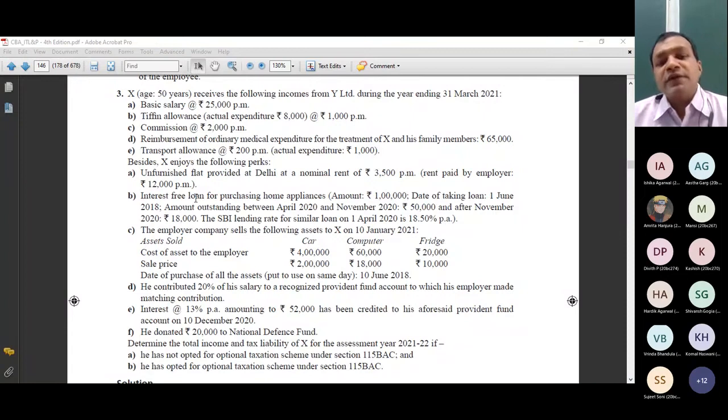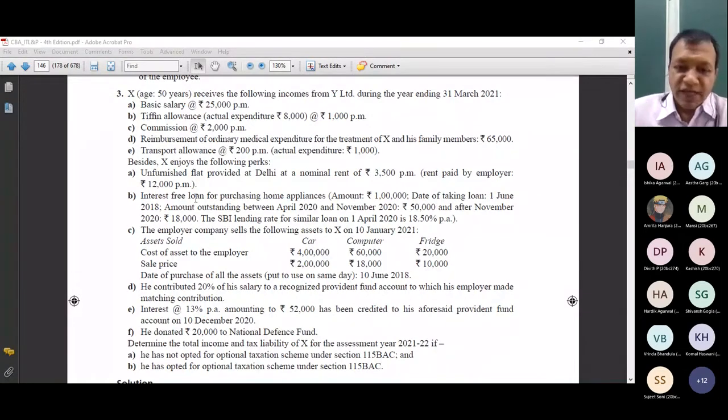Employer company sells the following assets to X on 10th Jan 2021: car, computer, fridge. Cost of the assets, sale price. Date of purchase of all the assets put to use on same day, 10th June 18. He contributed 20% of his salary to a recognized provident fund account to which his employer made matching contribution. Interest at 13% per annum amounting to 52,000 has been credited to his aforesaid provident fund account on 10 December 20. He donated, it is donation.